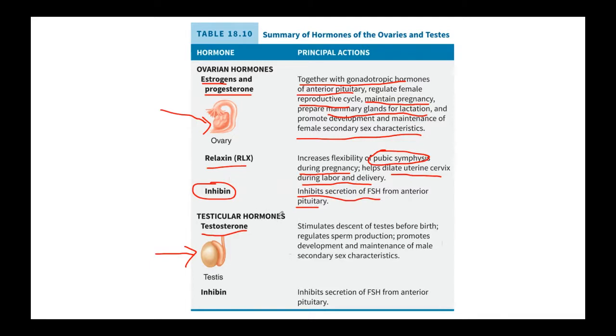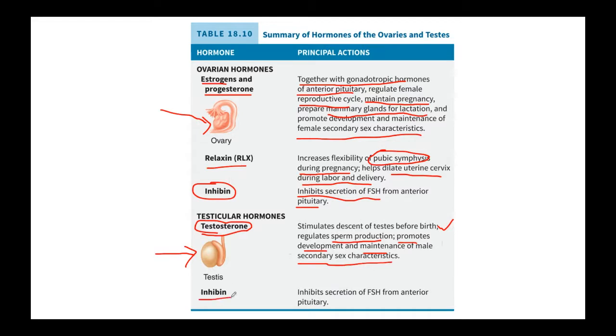Now, what about the testicular hormones? So this is primarily, we're talking about testosterone. This is going to stimulate the descent of the testes before birth. It's involved in regulating sperm production, and it promotes the development and the maintenance of the male secondary sex characteristics.